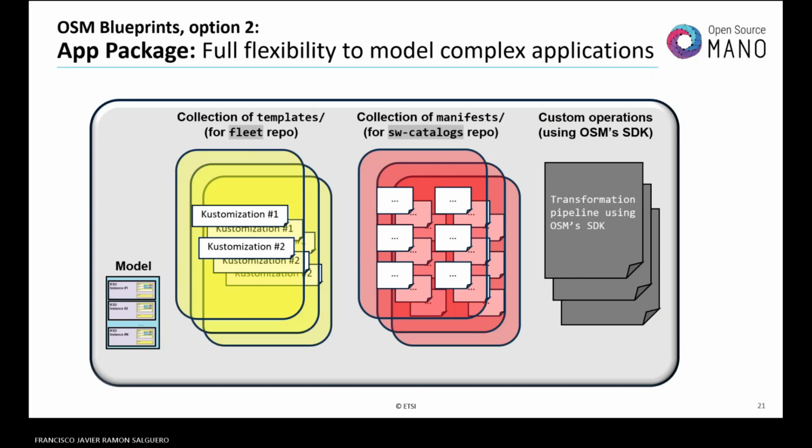This is the app package. That's the reason why I'm explaining it later, right? Simply because you can have any cardinality of those components, plus these custom transformations, plus a model that explains how these components are related among them. So you have more flexibility, more complexity, right? Of course.